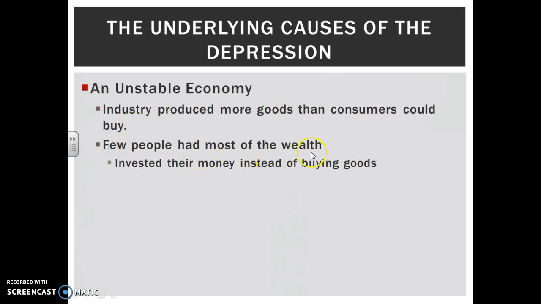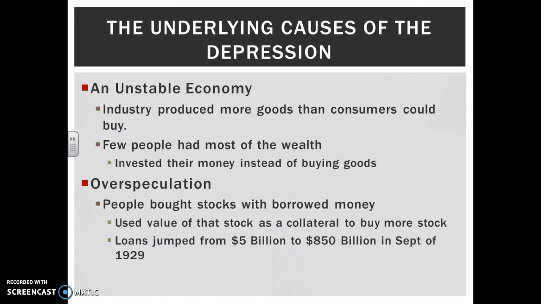But the other problem is few people had most of the wealth in the economy because of the stock market. And instead of buying more goods, which you would expect them to do, they actually invested their money into the stock market even further. So when the markets begin to crash, we see more and more people losing more money because of these wealthy individuals who invested. It's definitely a major issue to figure out how the wealthy were partially responsible, because we expect them to buy goods, instead they just invested their money. All right, second thing is over speculation. When people bought stocks, they didn't buy stocks with their own money.